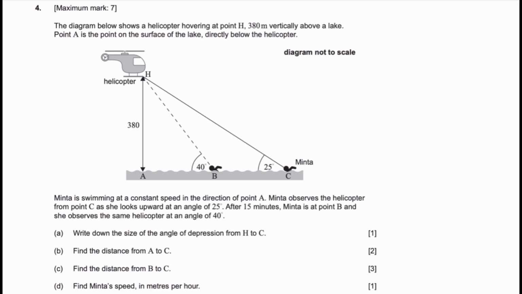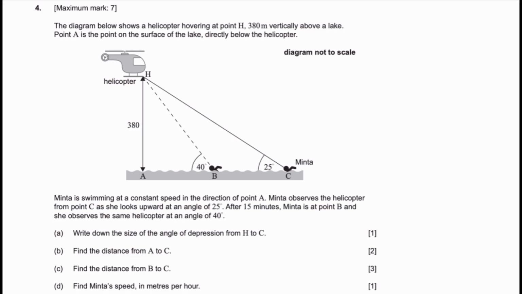Point A is the point on the surface of the lake directly below the helicopter. Minta is swimming at a constant speed in the direction of point A. Minta observes the helicopter from point C as she looks upward at an angle of 25 degrees. After 15 minutes, Minta is at point B and she observes the same helicopter at an angle of 40 degrees. Write down the size of the angle of depression from H to C.